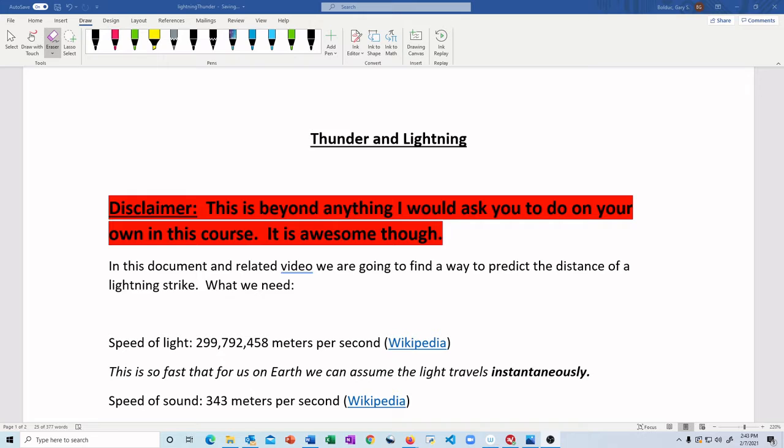And so the whole plan of this is to give us a way to fairly accurately, it's not perfect, but we're going to do a pretty good job, predict how far away a lightning strike was from us. As long as we can see the lightning strike and hear the thunder, we'll be able to do this. So just being able to see the strike and then listen for the crack of the thunder, we'll be able to calculate about how far away that actual lightning strike was.